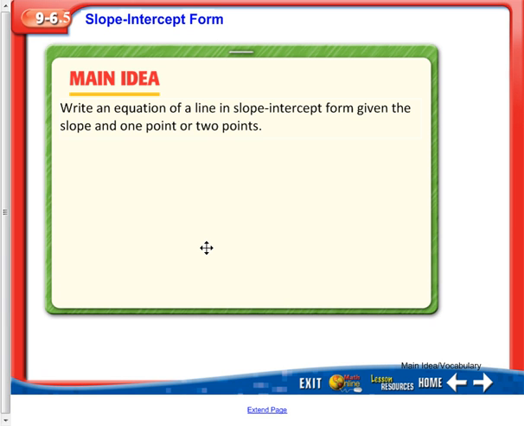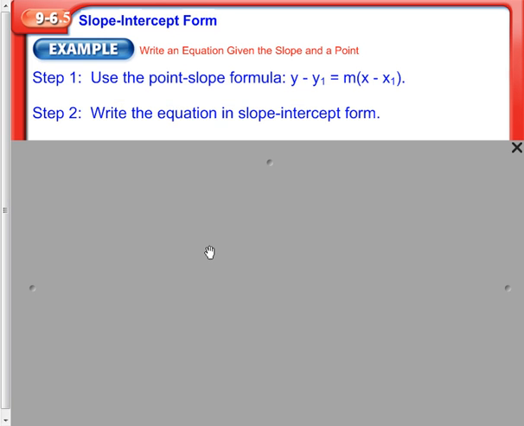In lesson 9.6.5, we're going to write an equation of a line in slope-intercept form given the slope and 1 or 2 points. Directly below this video, there's going to be another video because in the second video, I'm going to show you how to use the point-slope formula, and some of you may prefer to use that method.